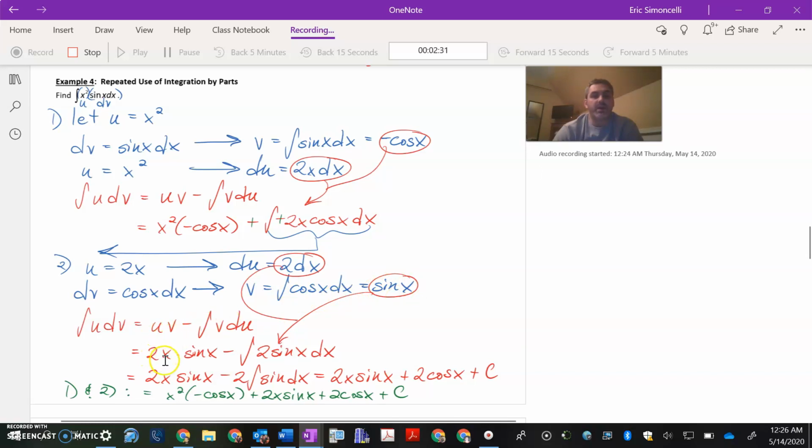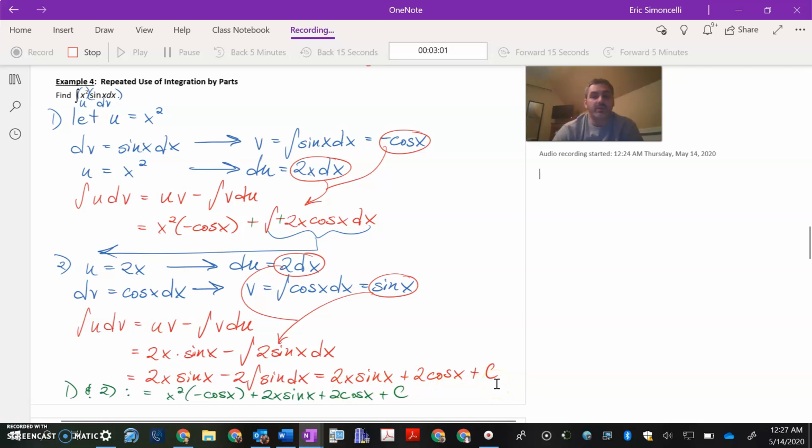uv, so 2x sine x, minus, again, the integral now of v du, which we again have as sine of x, but the du is 2 dx. So combined, this is your integrand. This can now be integrated. So we see here 2x sine x minus, factor out the 2, integral sine dx, of which lends itself to the following: 2x sine of x plus 2 cosine x plus c.